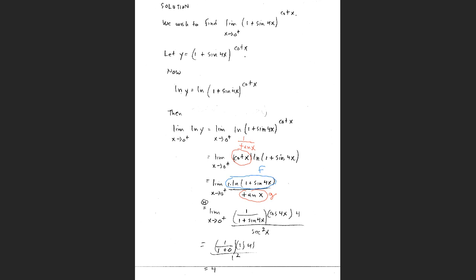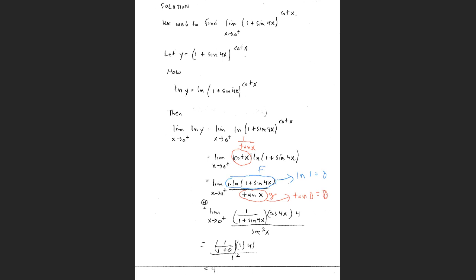And now, what do we know? The log of 1 plus the sine of 4x as x approaches 0 would approach the log of 1, right? What's the natural log of 1? 0. That's right. Good, Sandia. And the tangent of x as x approaches 0 is going to approach the tangent of 0. Tangent of 0 equals what? That equals 0. Good.